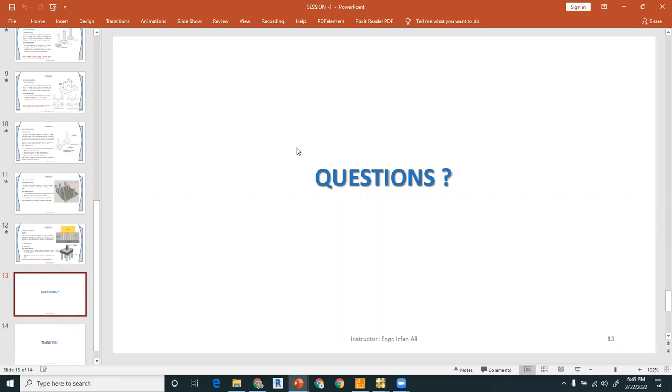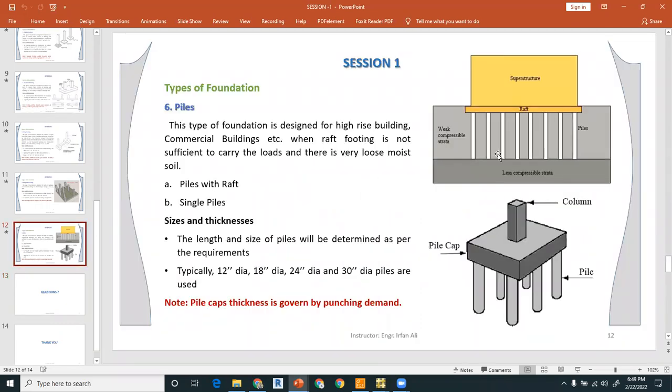Sir, I asked the question, but it is already answered in the presentation. Right. I heard earlier that you asked whether we can provide the pile with raft or not. You can provide the raft with piles, or you can use the pile cap as well, right? So it's your choice. Right.